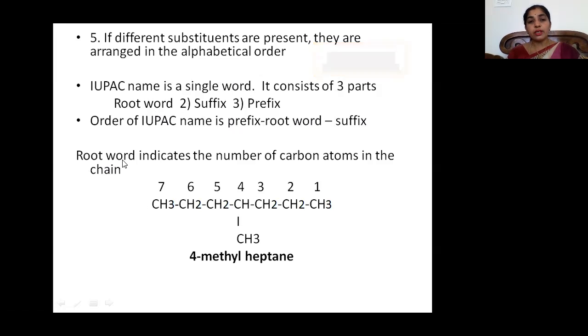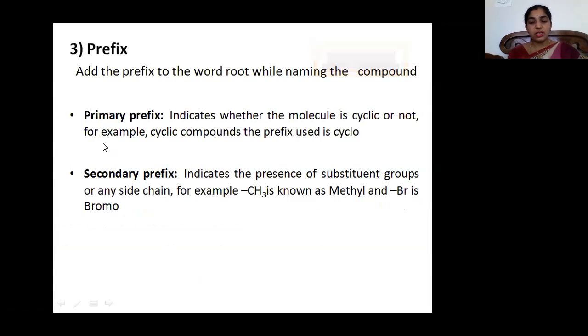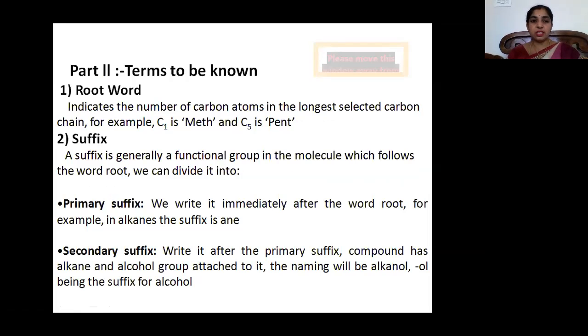The root word indicates the number of carbon atoms in the chain. I told you here it is hept, which means heptane, and heptane contains 7 carbon atoms. So the root word indicates the number of carbon atoms present in the compound. Let us now get familiar with some of the terminologies. Already I told you there will be a root word, suffix and prefix. Let us discuss these 3 in detail.